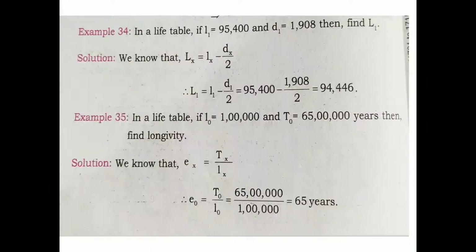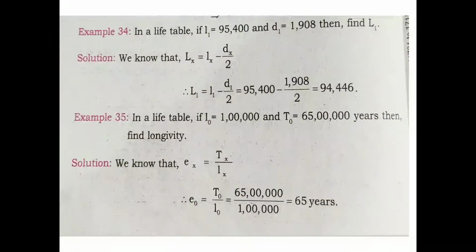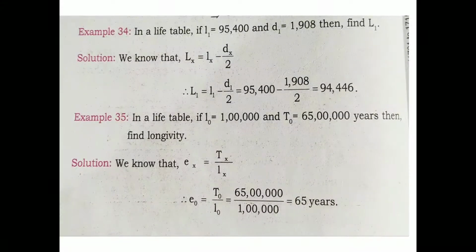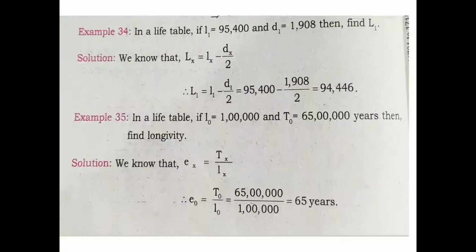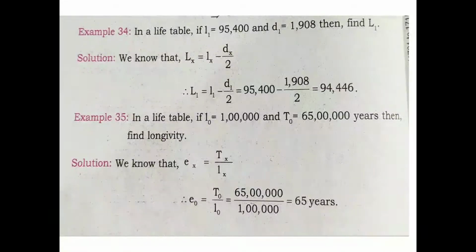Next, example 35. In a life table, if l0 is equal to 1 lakh and T0 is equal to 65 lakh years, then find longevity. Ex is equal to Tx divided by lx, so e0 is equal to T0 divided by l0, which is equal to 65 lakhs divided by 1 lakh, which is equal to 65 years.